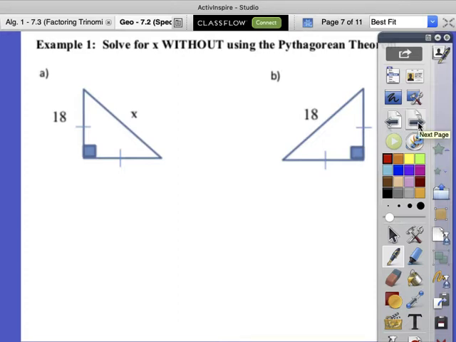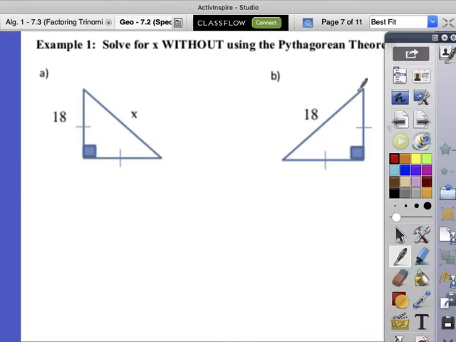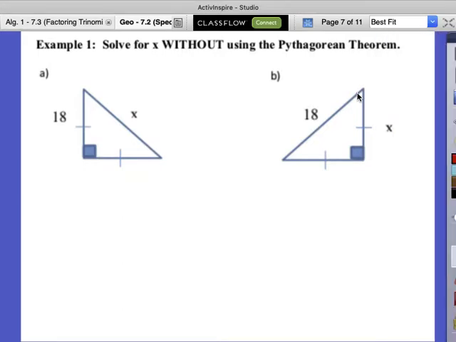Okay. So, example, solve for x without using the Pythagorean theorem. So we're not going to use the Pythagorean theorem, and we're going to solve for x. So for letter A, I want you guys to go ahead and try that. Try solving for x without using the Pythagorean theorem. Go ahead and write it down. If you need help, look back up on the map we just drew.